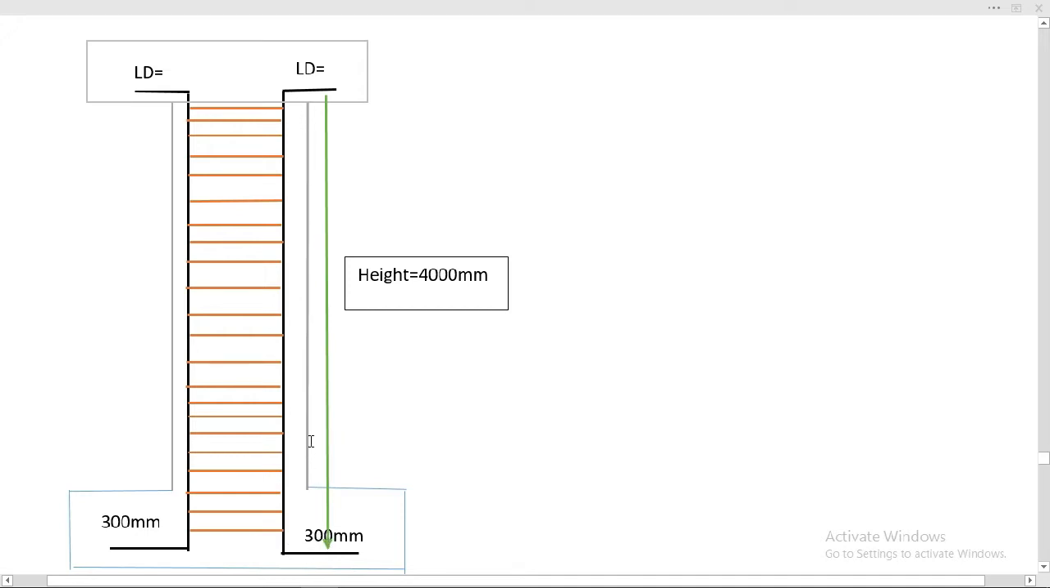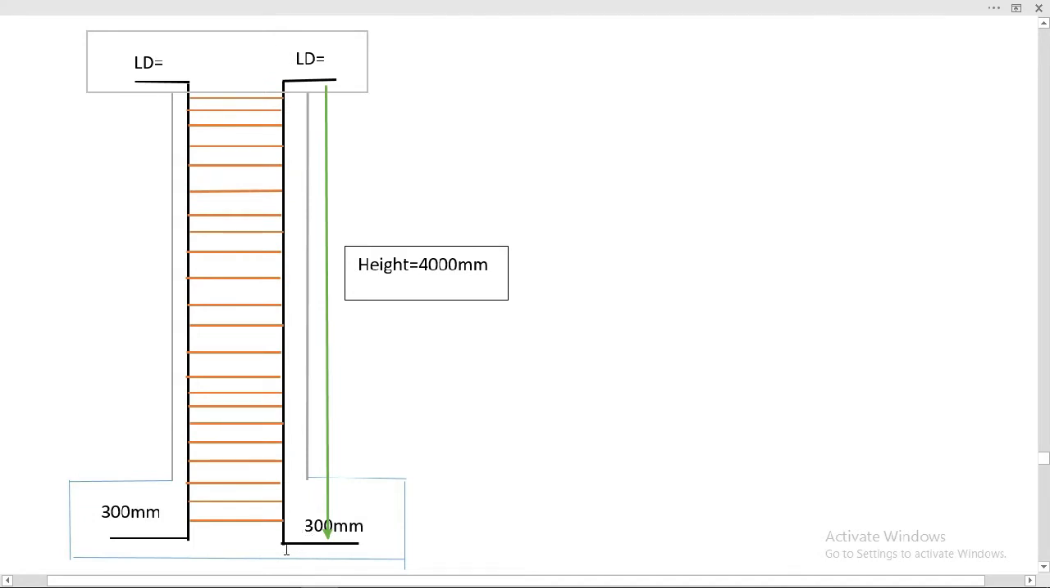We have a total height of the column of 4000 millimeter. We already did the subtraction of concrete cover from the height of the column. So total height we have 4000 millimeter of the longitudinal straight bars, without these bends, this LD length bend and this overlapping length bend in the footing. This is footing. So this is how the column is structured.